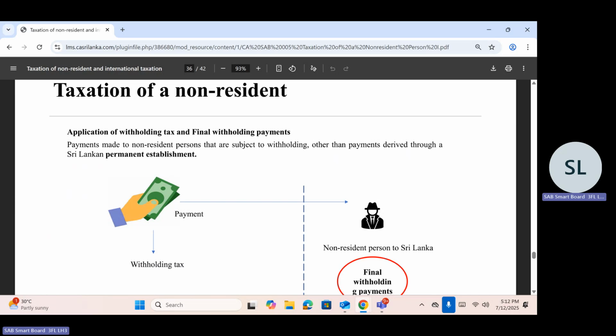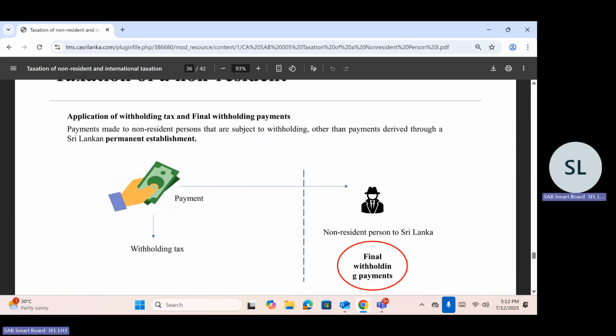So if the non-resident person is getting that type of payment, like the service-related payment we discussed previously, it is subject to withholding tax, and if it is not to a permanent establishment, that means the foreign person doesn't have a permanent establishment in Sri Lanka, it shall be subject to withholding tax. It is final withholding. And you know what final withholding is: once the payer deducts tax, the non-resident person doesn't have any more tax liability in Sri Lanka. Right? So the tax rate is 14%.